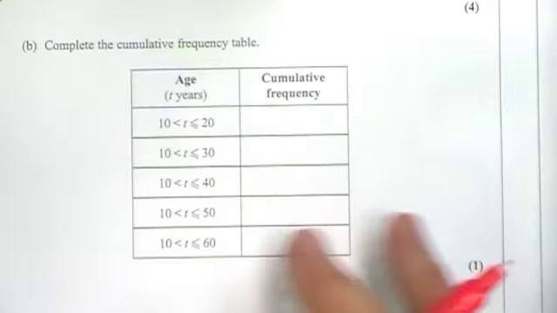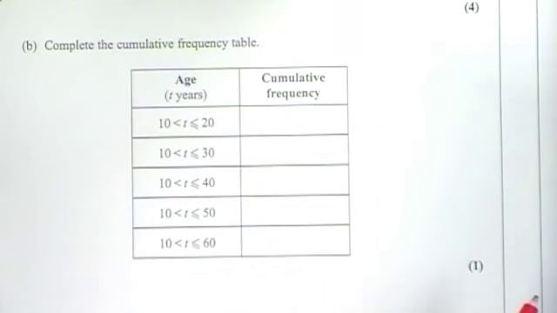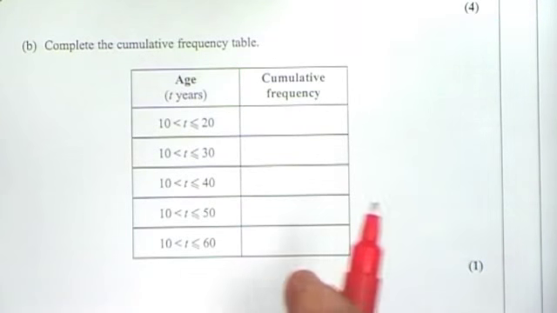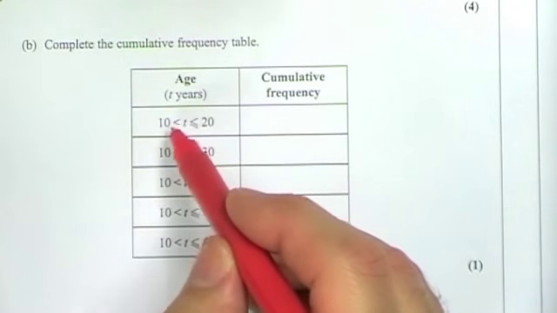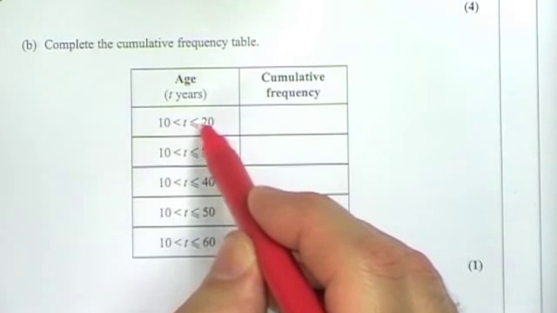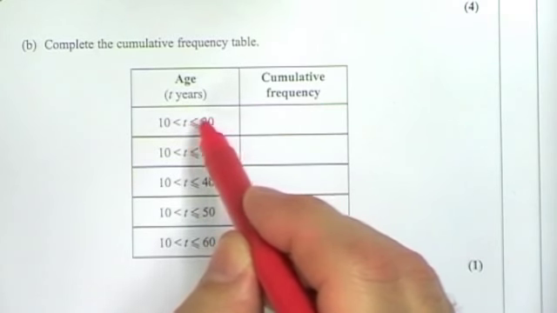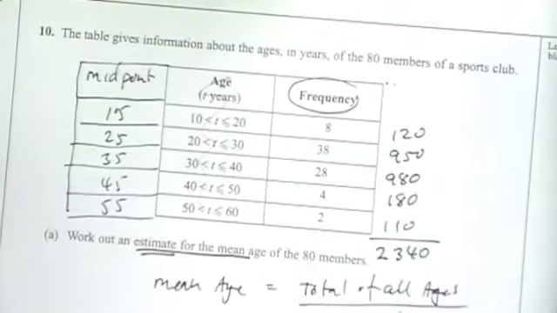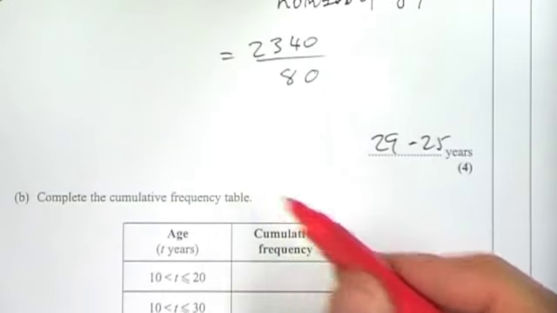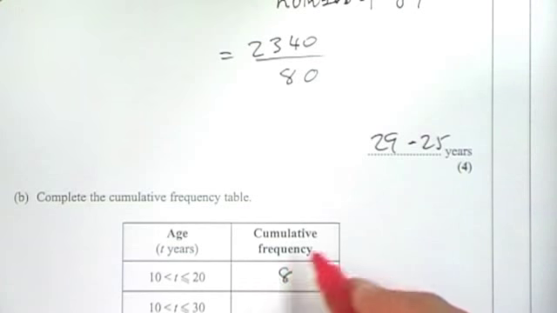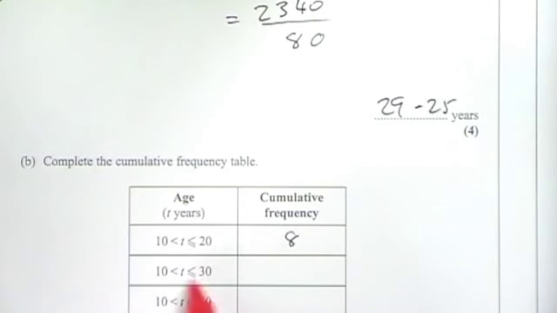Part B of this question is cumulative frequency. Now this will always be derived from an earlier table. So this is a cumulative frequency. We more or less go and have a look at these upper bounds. We say, okay, we start at 10, but how many up until 20? How many less than 20? And if we look at the original table, there were 8 of them up until 20, so the cumulative frequency there is just 8.